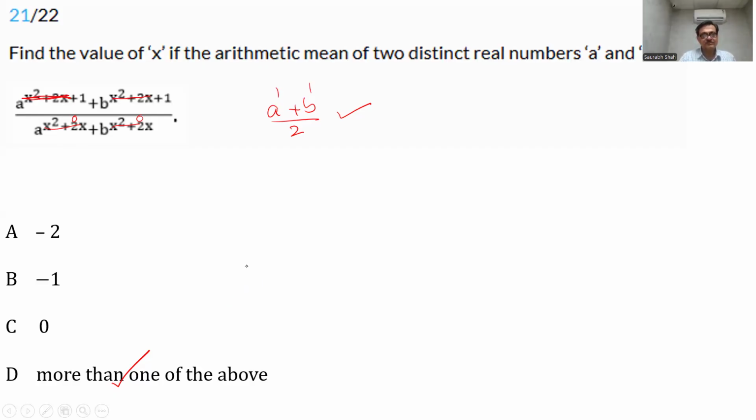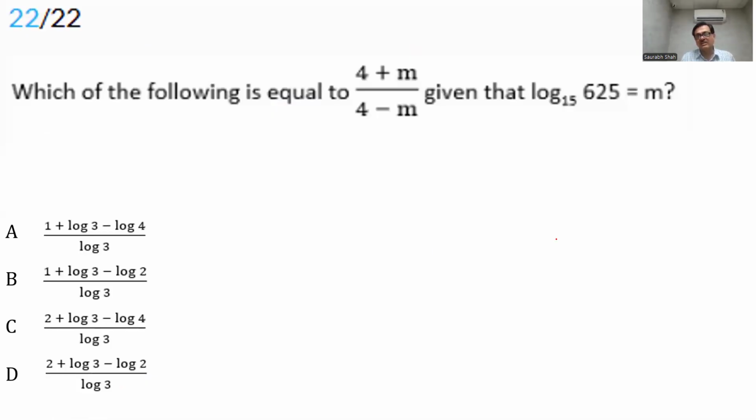Logarithm. Not very difficult question. I'll just use one quick approach here, and I can explain it also.